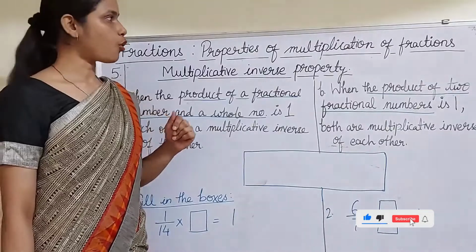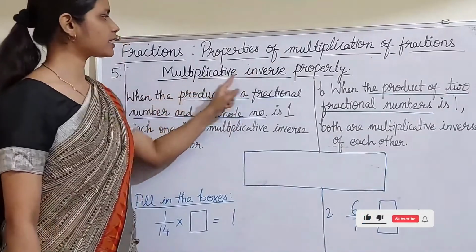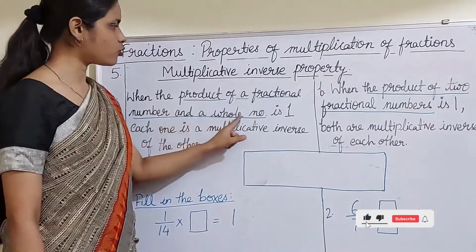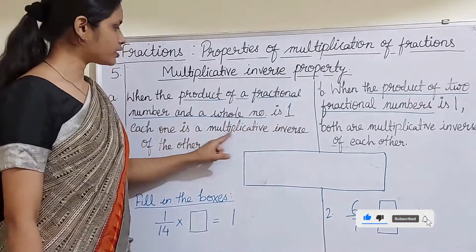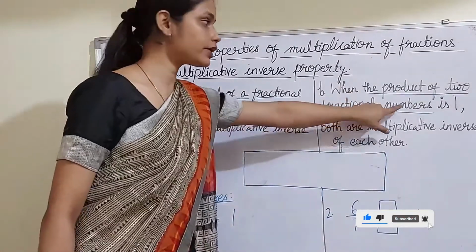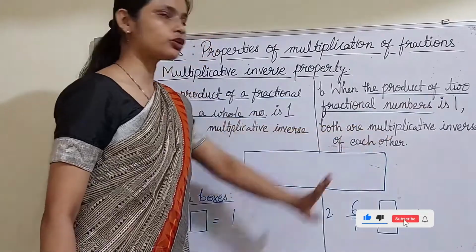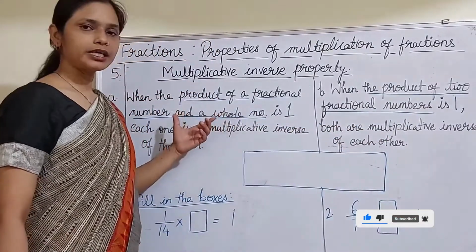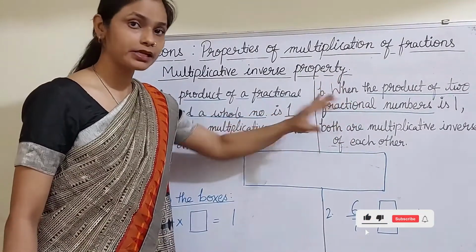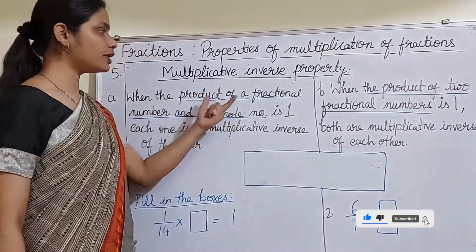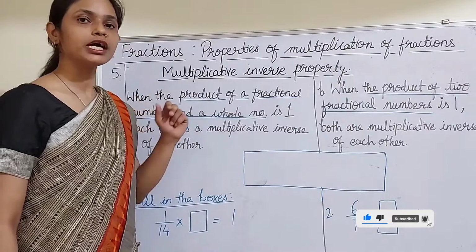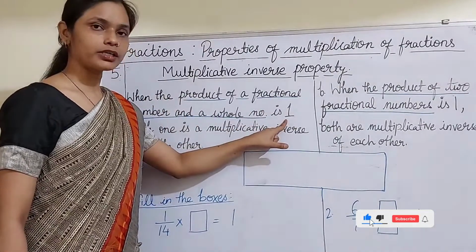So the next property of multiplication of fractions is the multiplicative inverse property. It says that when the product of a fraction number and a whole number is 1, each one is a multiplicative inverse of the other. And when the product of two fractional numbers is 1, both are multiplicative inverses of each other. It means when we multiply two fractional numbers and get 1, both are multiplicative inverses of each other. And when we multiply a fraction number and a whole number and get 1, they are also multiplicative inverses of each other. That is why the product is 1.